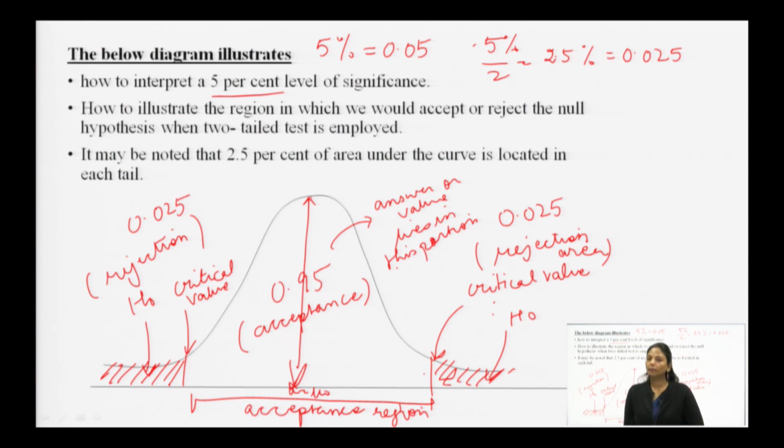So, this is one diagram which talks about how to interpret a 5% level of significance. In the same manner, we can also work on a 1% level of significance. Converting 1% into points gives you 0.01 significance level. This is how we work for the 0.05 level of significance, or we can say the 5% level of significance.